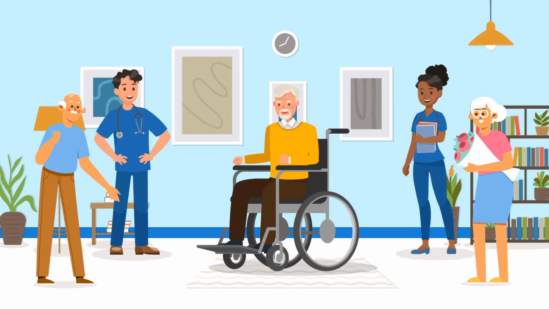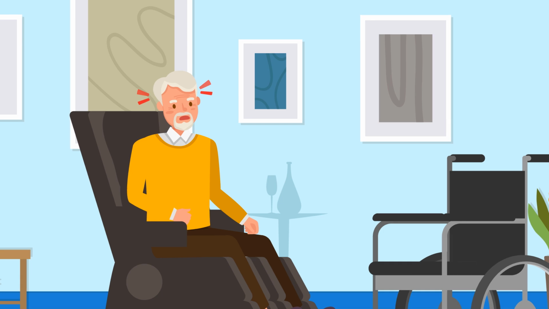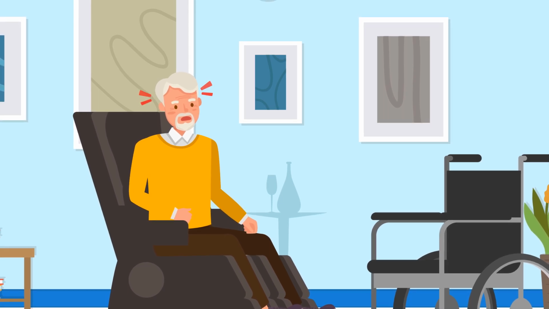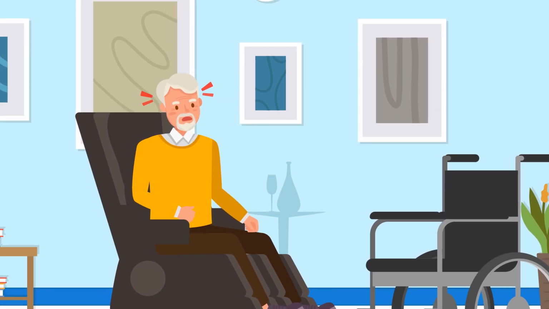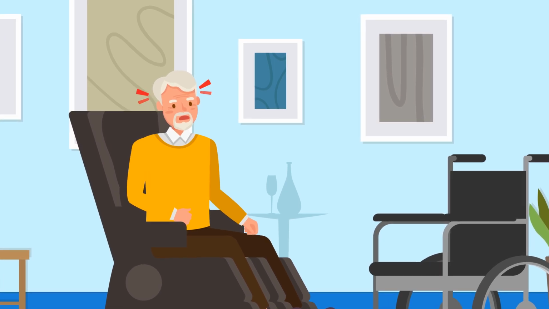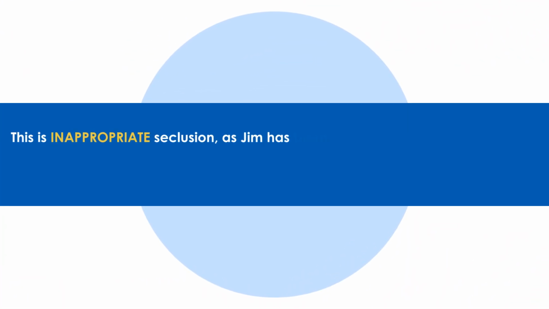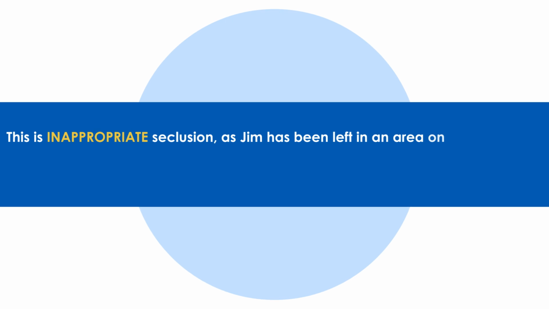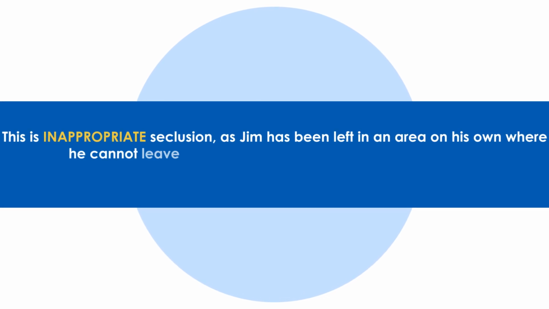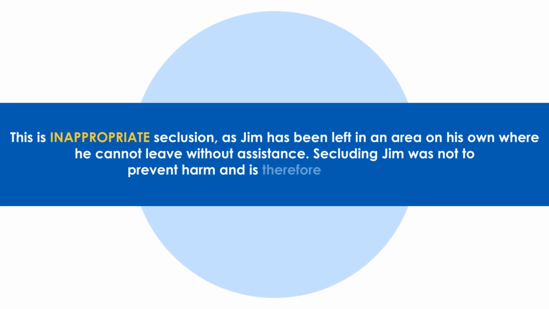Example: Jim has dementia and likes to sing loudly. A staff member becomes annoyed with Jim's continuous singing and leaves him in an area of the facility on his own. Jim is confused and cannot walk back to where other residents and staff are located as he needs assistance to walk. This is inappropriate seclusion, as Jim has been left in an area on his own where he cannot leave without assistance. Secluding Jim was not to prevent harm and is therefore inappropriate.